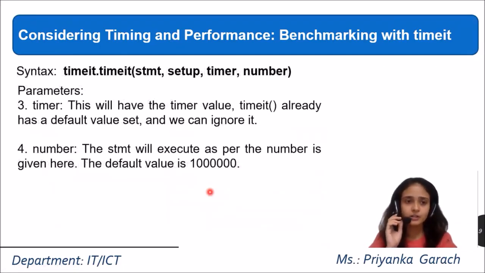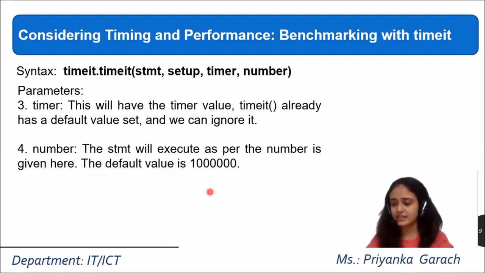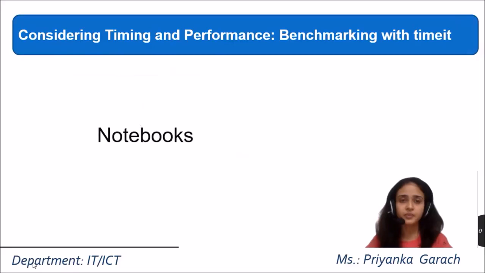The third parameter is timer. The timeit already has a default timer value set, and we can ignore it. The statement will execute as many times as the number given here, and the default value is 1 million. Suppose I want to execute the for loop 10,000 times, then I can write the number as 10,000. If I do not write the number, then by default that for loop will run 1 million times, and the processing time of that for loop running 1 million times will be returned by the timeit function. So let's see its Python code.